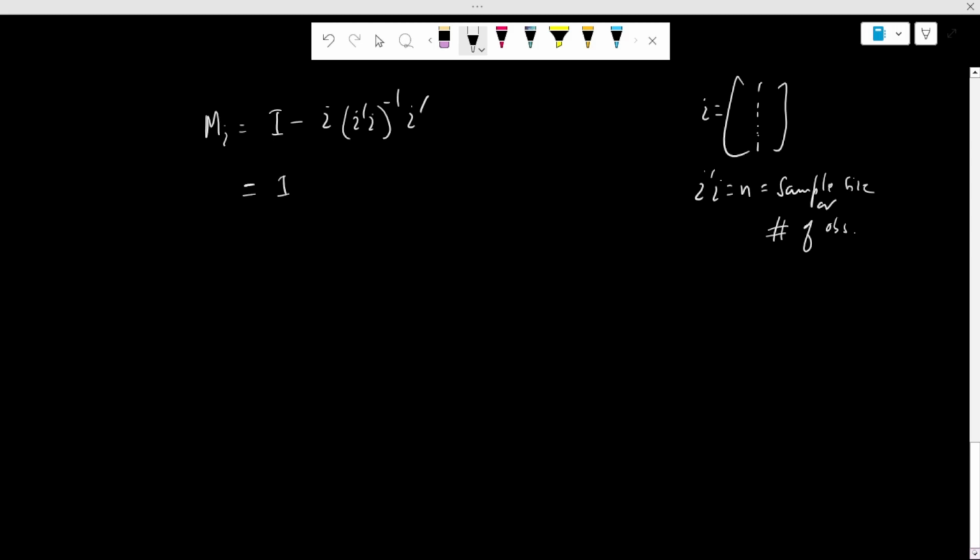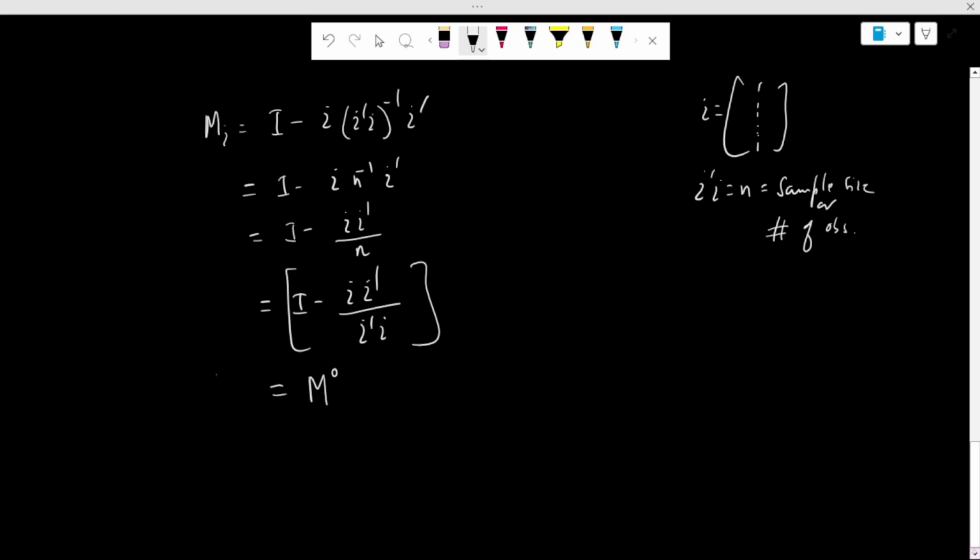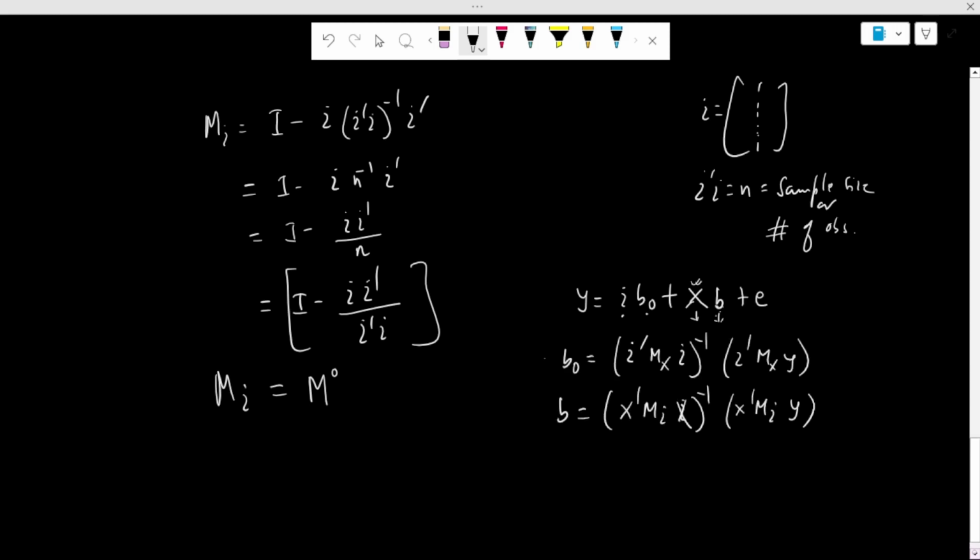So this is equal to I minus I, I transpose I inverse, I transpose. I transpose I is actually a constant, so let me write it as n to the power minus 1. As it is constant, let us take it outside of these vectors, and n inverse is 1 by n. So this is I minus 1 by n, I I transpose, where n is written as I transpose I. We know this expression, and we have already seen that this is equal to the deviation from mean maker matrix. So Mi is equal to the deviation from mean maker matrix.